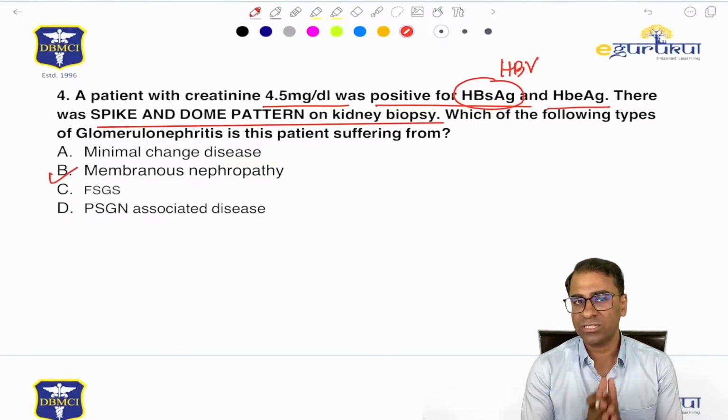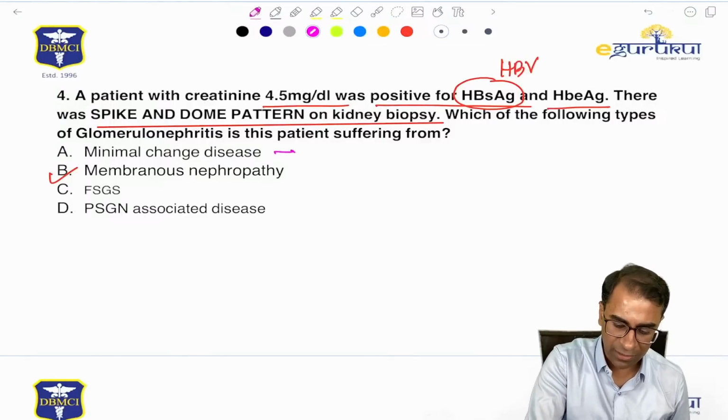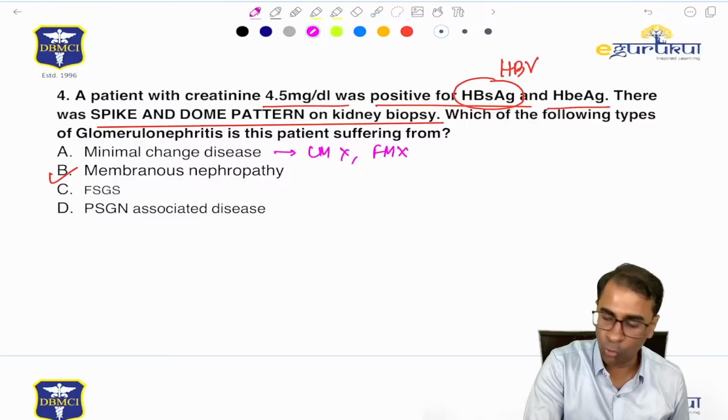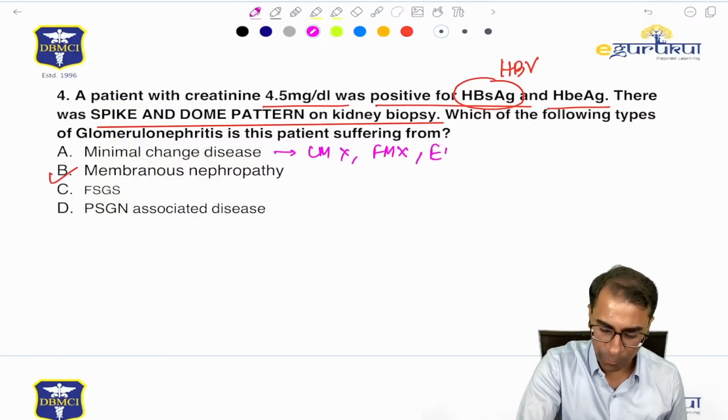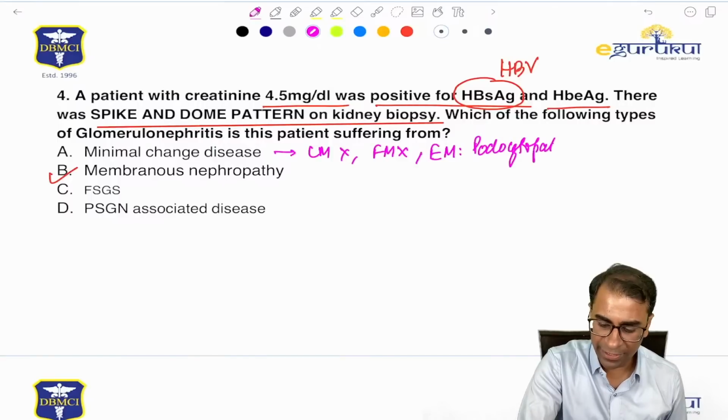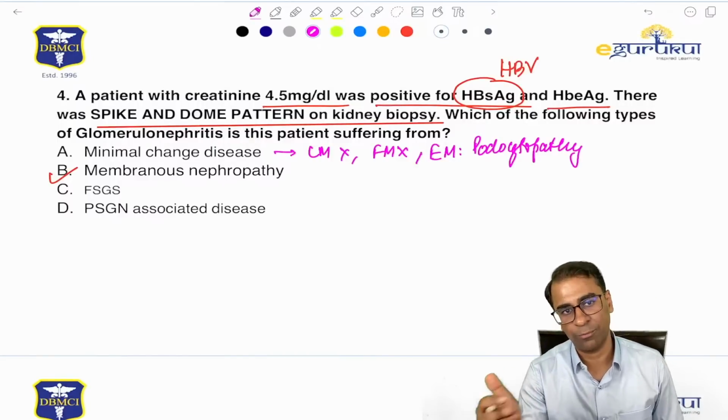So what I'll tell you is just try to remember, in minimal change disease, on light microscopy and immunofluorescence, you will get no finding. The only finding in the electron microscopy you'll get is a podocytopathy. And guess what is podocytopathy? It basically means the effacement of foot processes of podocytes.